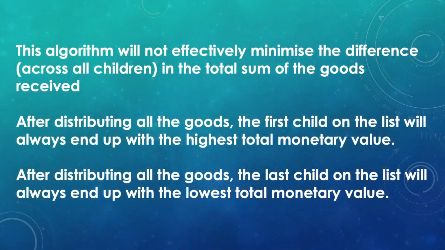First of all, the algorithm will not effectively minimize the difference across all children in the total sum of the goods received. The first child will always end up with the highest total monetary value, and the last child will always end up with the lowest total monetary value.